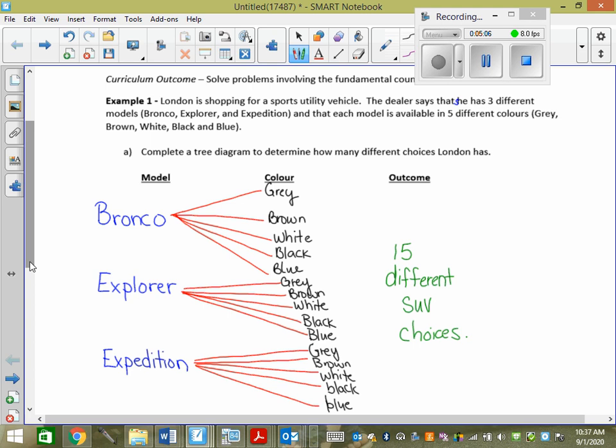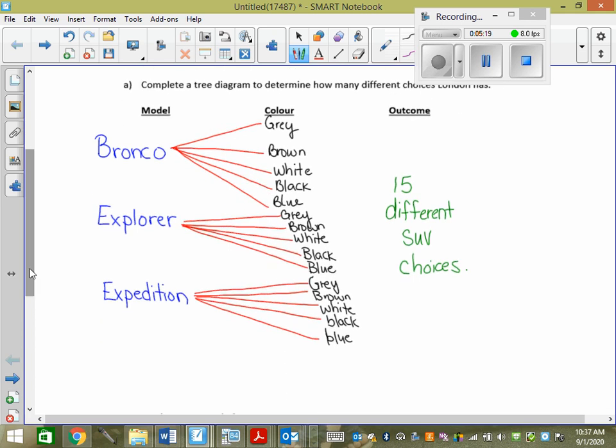The reason why we show the tree diagram is for the probability unit, so that we can see all the different outcomes, but also so that when I show you the fundamental counting principle, you believe me that we do get 15. Because here we saw we got 15. Now, how mathematically could we get 15? What math could we do to get this?